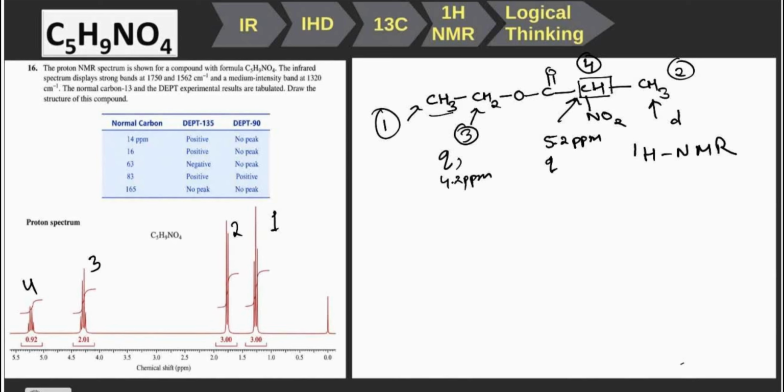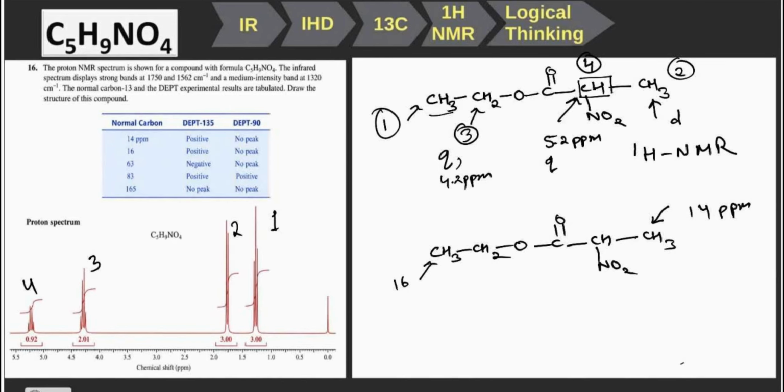Now we have to check the carbon NMR. So this methyl will give a signal around 16 ppm or 14 ppm. So there are two methyls. Okay, this is attached to CH2 then oxygen, and this one is attached to CH and then the nitro group. So one of them will be 16 and one of them will be 14 ppm. If you ask me, because of the nitro group, which is a strong electron withdrawing group, this belongs to the 16 ppm, not 14, and this belongs to the 14 ppm.